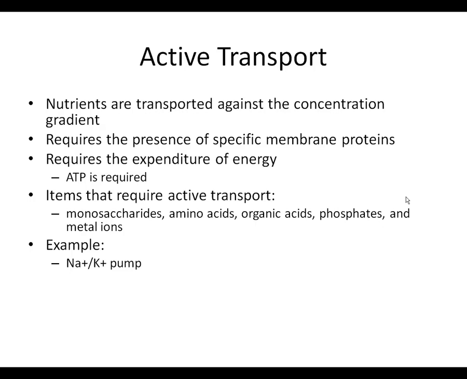You have a number of items that are going to require active transport: monosaccharides, amino acids, organic acids, phosphates, and a number of different ions. These are going to be things that are going to be in lower concentration in the normal sense, and they're going to flow from an area of low concentration to an area of high concentration. An example of active transport is the sodium-potassium pump.